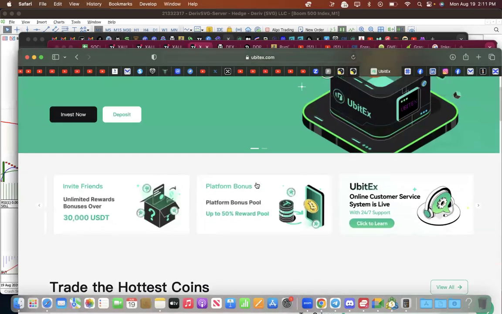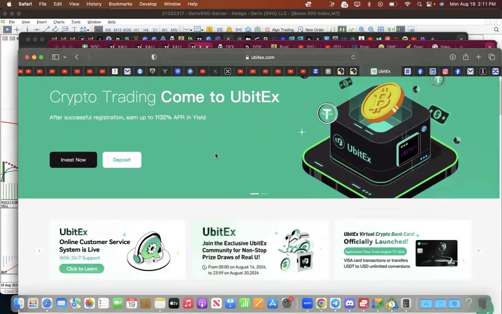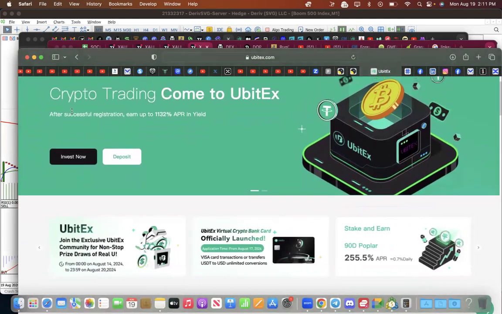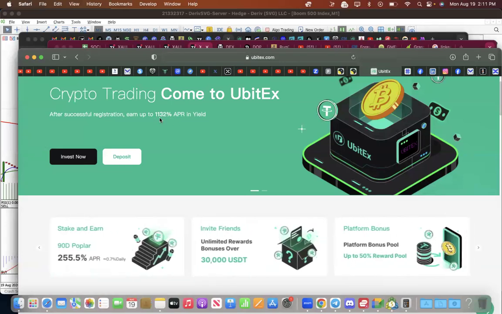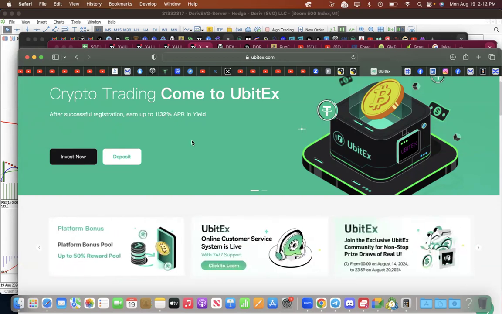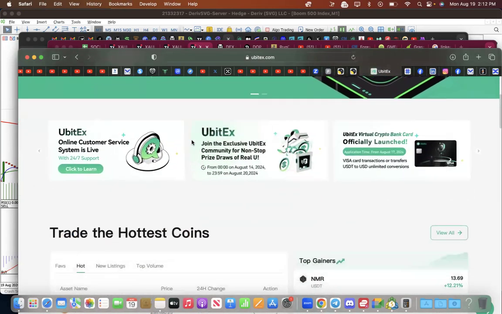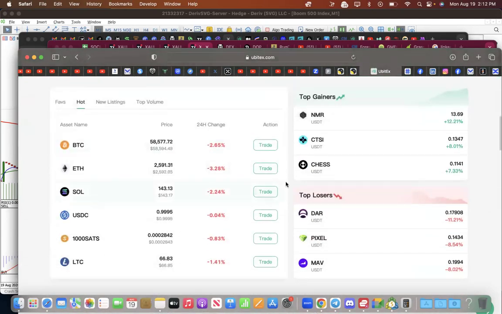So I've just logged in. Look at this, the exchange, crypto trading, come to Ubitex. I think there's a new coin they say they want to list. After successful registration, earn up to, Holy Ghost, what's this? 1,132% APR. Okay, the teacher just hype, right? Of course, but I'll show you where even on a decentralized exchange, where we are doing some trading, we're making a lot of money.